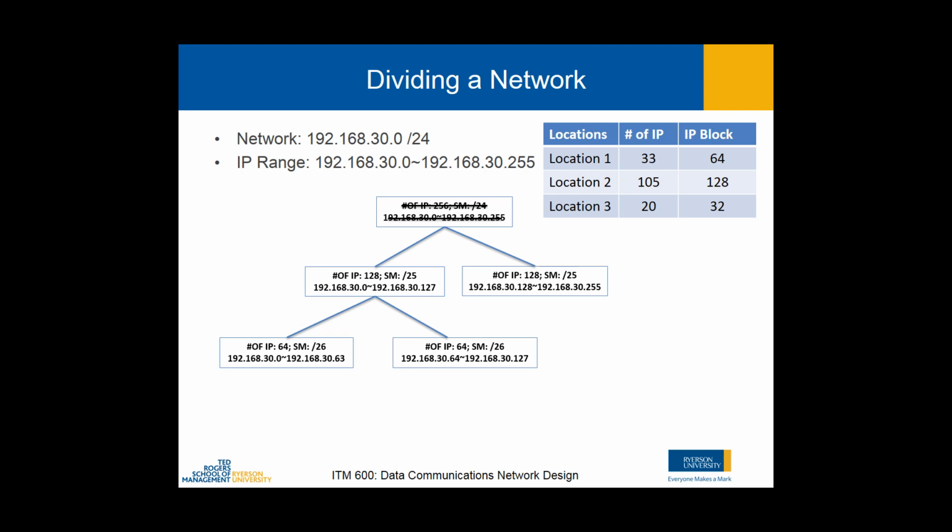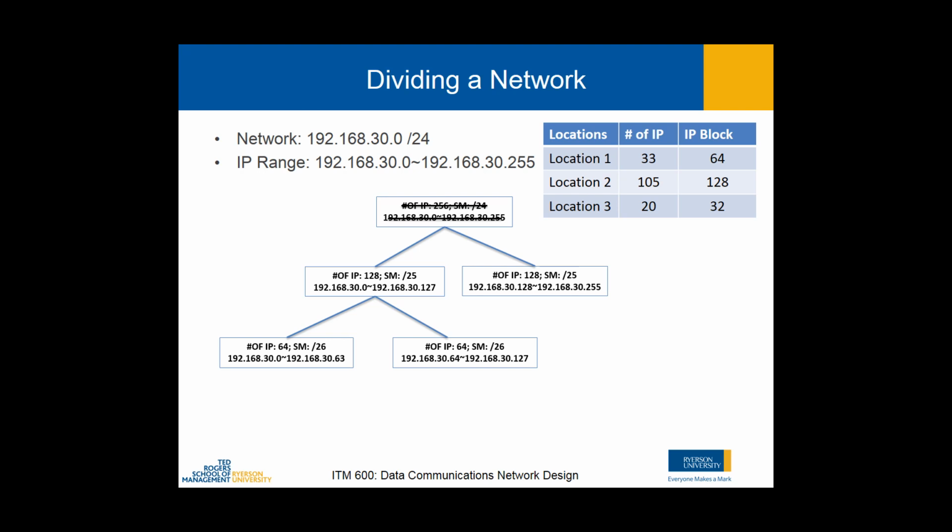That means the IP address range for location 2 will start from 192.168.30.128 and it will end at 192.168.30.255. Now the other block we can split again, and if we do, then we will have 64 IP addresses in one block and 64 IP addresses in another block. So the left side block will start from 192.168.30.0, and since there are 64 IP addresses in this block, it will end at 192.168.30.63, making 64 IP addresses.